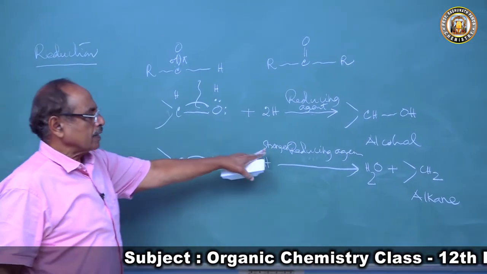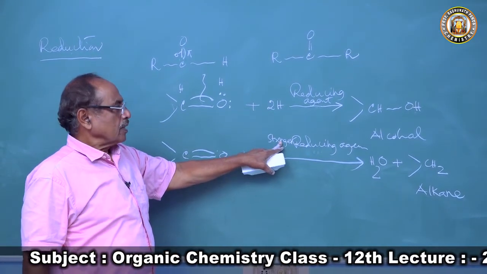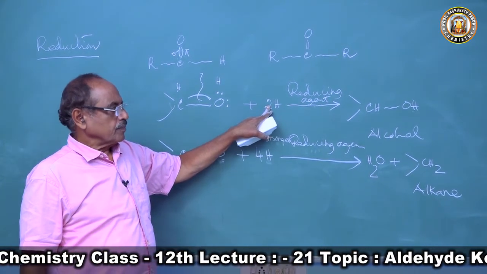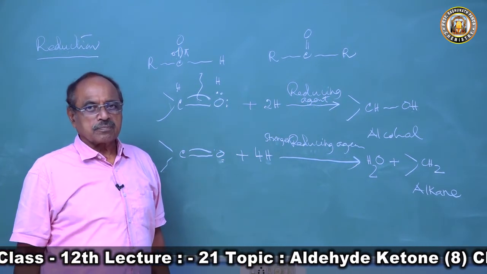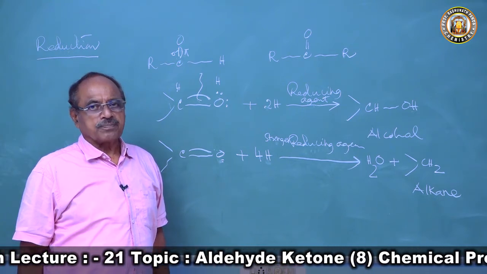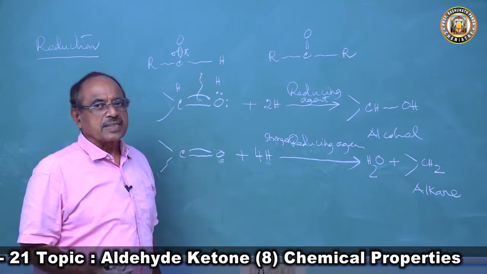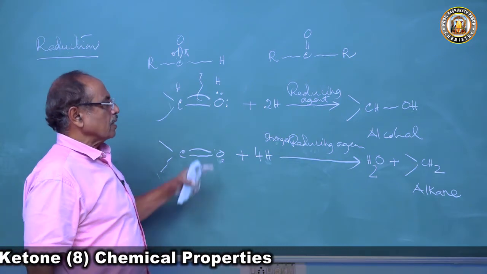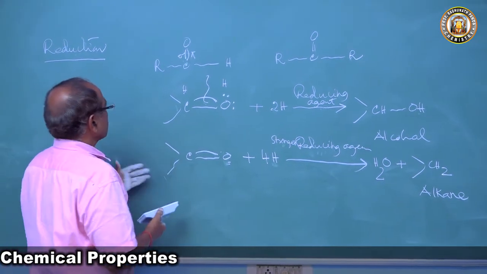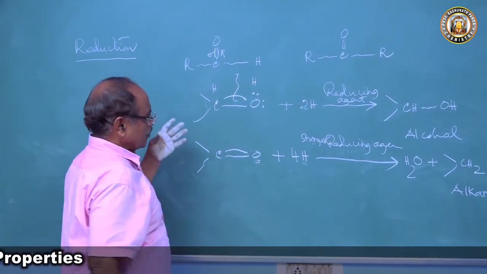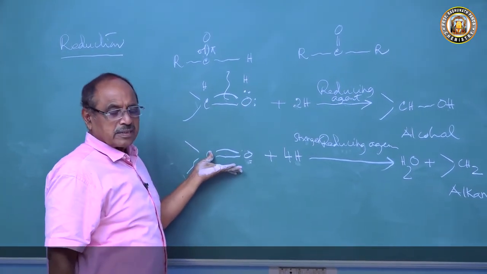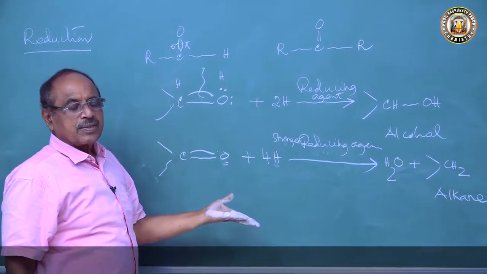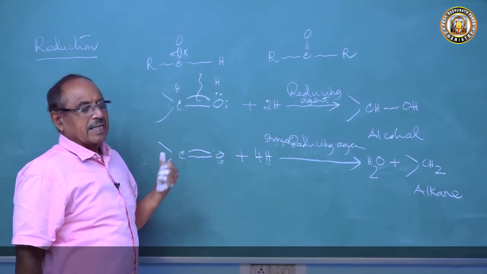So depending upon the reducing agent we use, the carbonyl compounds undergo reduction to form an alcohol. There are many types of reducing agents. The carbonyl compounds can be reduced to alcohol, or they can be reduced to alkane.